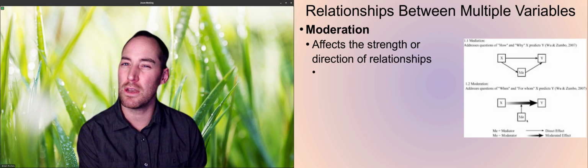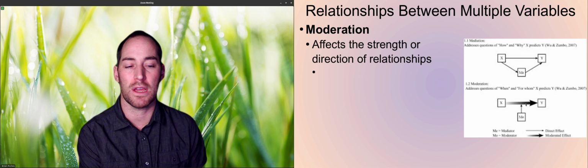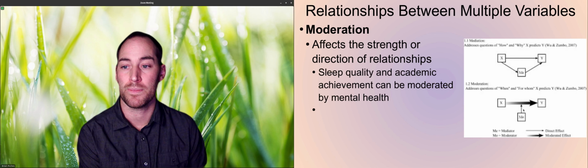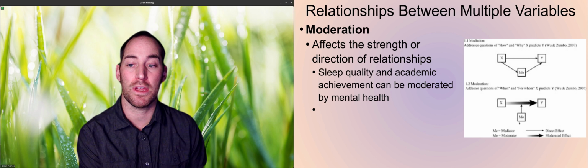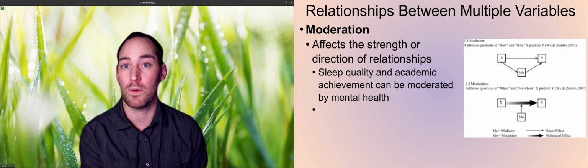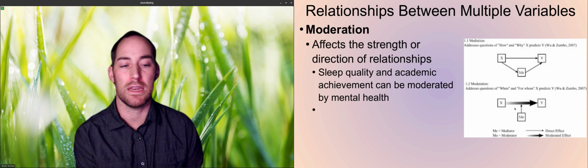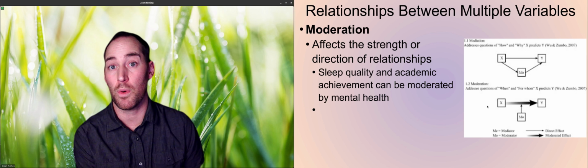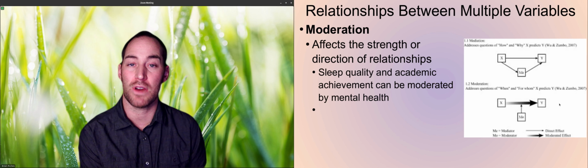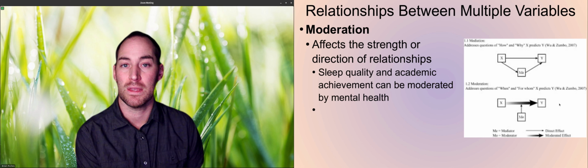Moderators are a little bit different, and they're affecting the strength or direction of relationships. So let's look at another example. Maybe this variable here is mental health. Again, we're talking about sleep quality, academic achievement. Maybe mental health makes it so the relationship goes back and forth. So if you have good or bad mental health, your academic achievement maybe impacts your sleep quality more than your sleep quality impacts your academic achievement. So it affects or moderates this.